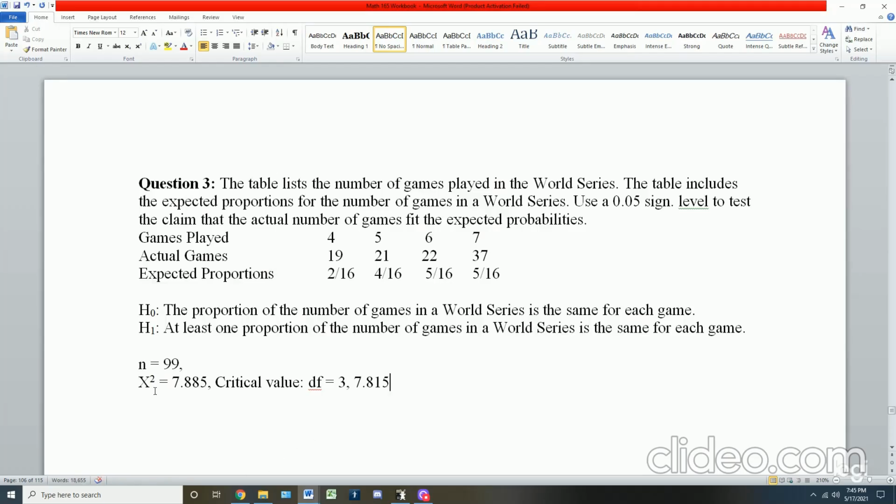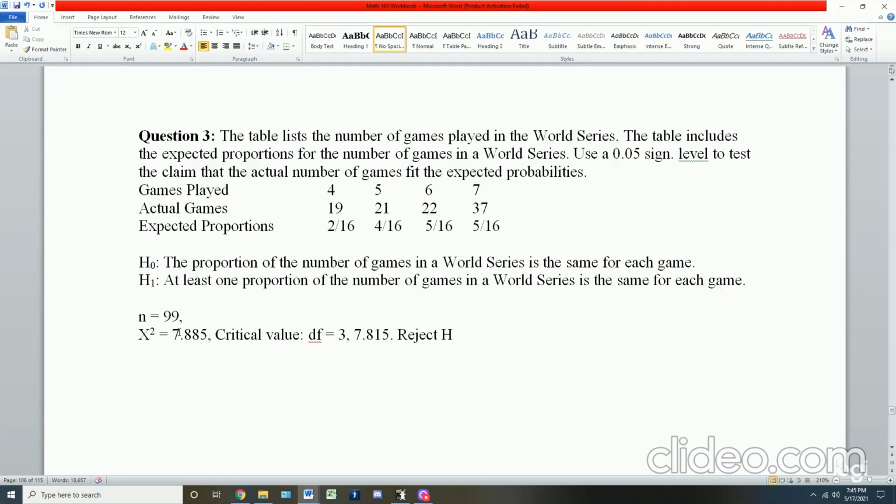And we barely reject, but it's enough to reject. Because again, it's a right tail test, so it's higher. So we definitely reject, even though it's barely rejecting, but still enough. So therefore, we know at least one of the proportions of the games is different. And there we go. We finished our hypothesis test for goodness of fit.